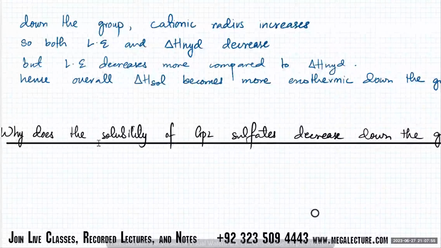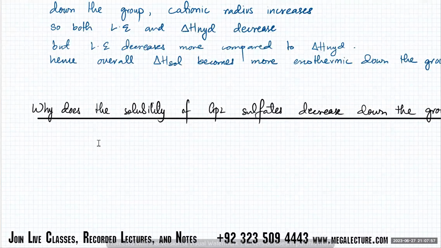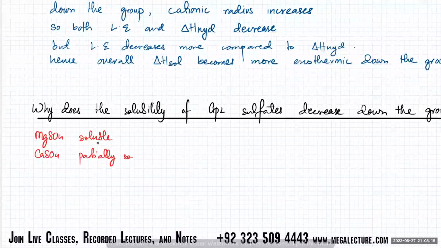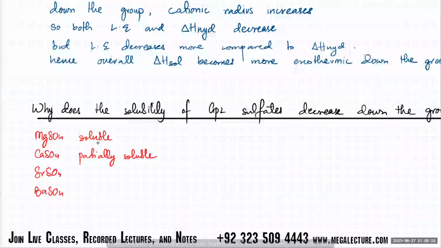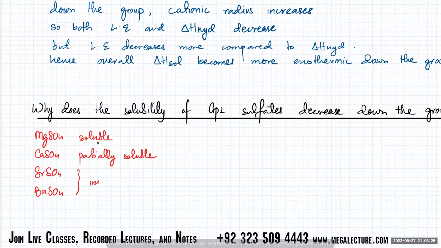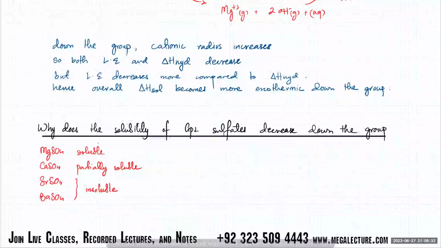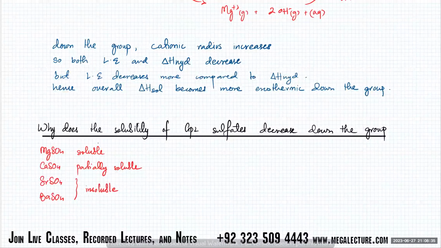इसको देख लेते हैं कि एक मैं बना भी देता हूँ. लिख भी देता हूँ कि you've got MgSO4. That is soluble, very soluble. You've got CaSO4, partially soluble. And then the last two are almost insoluble. Well, barium sulfate is very insoluble. अच्छा ये सारा है.